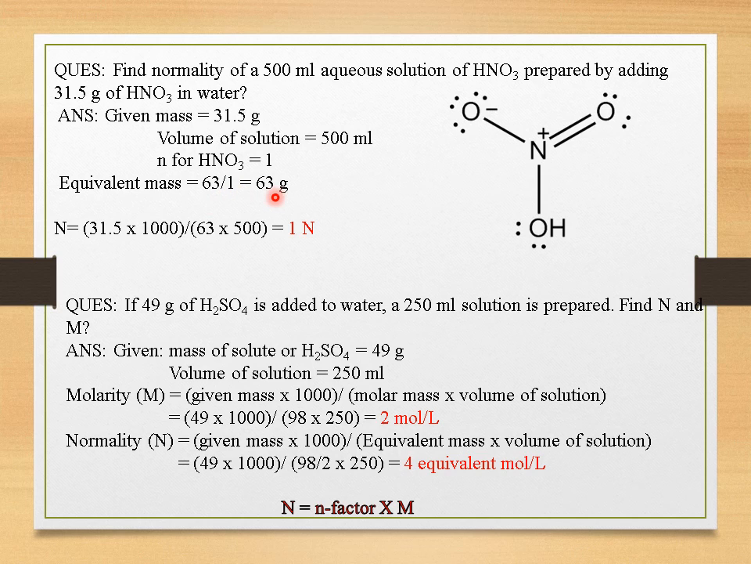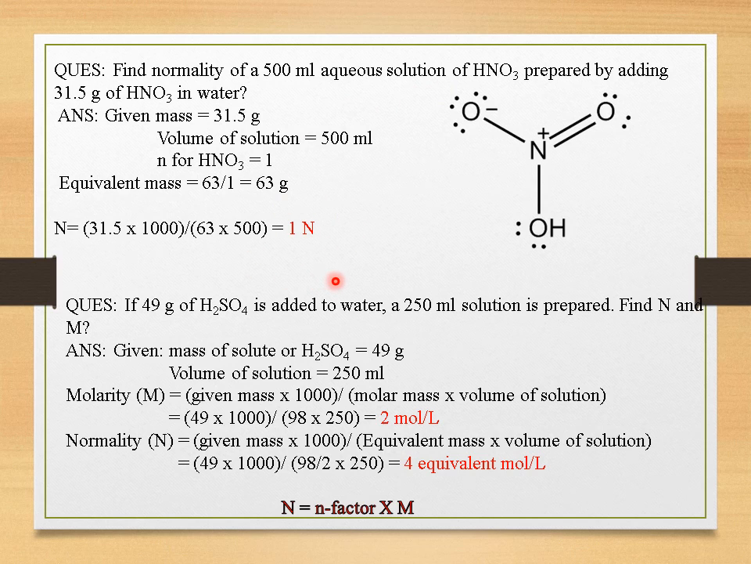So the normality will be the given mass of the solute, 31.5, divided by equivalent mass 63 into the volume of the solution, 500. But the volume is in ml, and you need to calculate in liters. So 500 divided by 1000, and 1000 will move to the numerator. It becomes given mass of solute into 1000 divided by equivalent mass into 500, which comes out to be 1 normal. So the normality of the solution prepared by adding 31.5 grams of nitric acid in water, forming a 500 ml aqueous solution, is 1 normal.